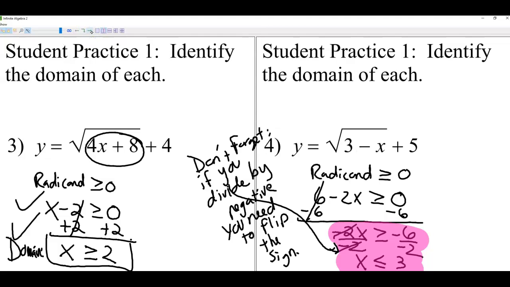Go ahead and do your student practices there on the other side. I'll give you a little bit of time. And by the way, it might help you to think of there being a 1 here. That might help you.